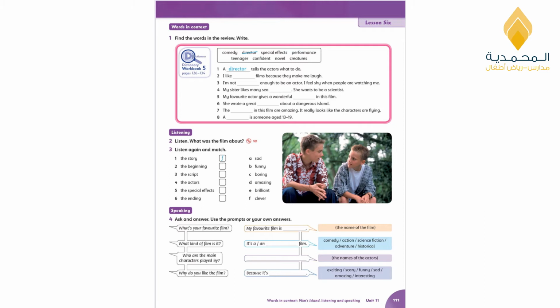Number 6, she wrote a great about a dangerous island. Yes, she wrote a great novel. Excellent. Number 7, the in this film are amazing. It really looks like the characters are flying. Yes, the special effects. Excellent. The special effects, the visual tricks. Excellent. Number 8, who is someone aged 13 to 19? Yes, the teenager. Excellent. The teenager.